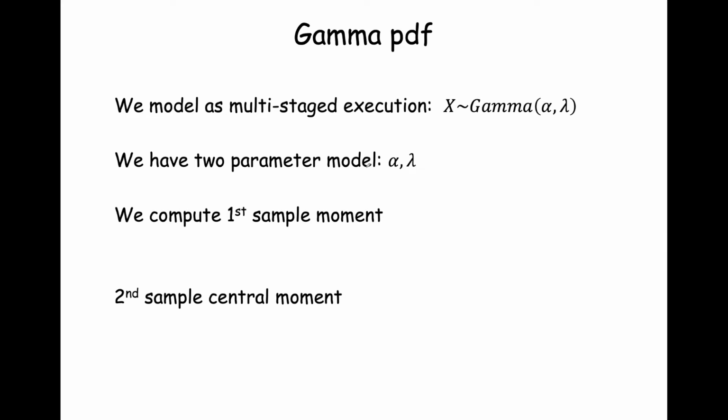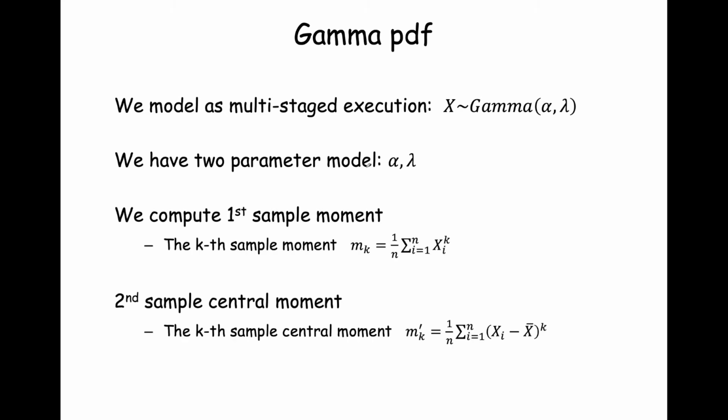So the first thing we're going to do is compute the first sample moment. We already know what the population moments are, but we have to compute the sample moments because we want to use method of moments estimation in order to compute a statistic that we're going to use as a replacement for our alpha and our lambda, the unknown population parameters for the gamma distribution. So we're going to compute the first sample moment, and then we're also going to compute the second central sample moment.